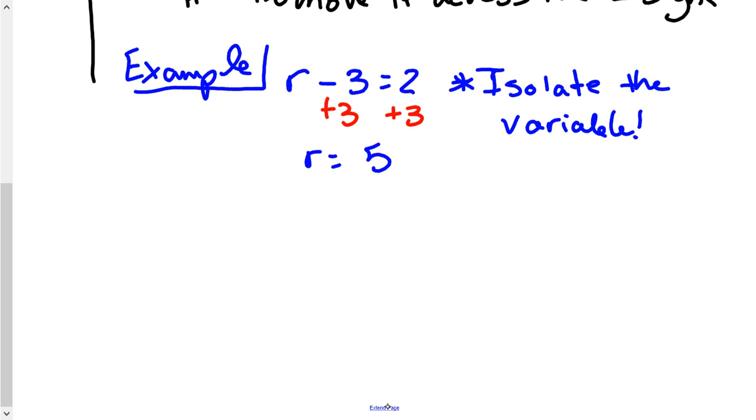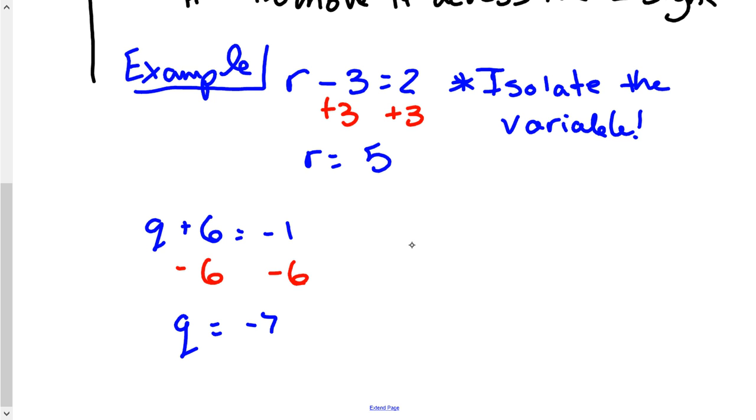Let's do another example. Let's say if we were adding something. So let's do a different variable. Let's pick q plus 6 is equal to -1. Okay, so we got to subtract 6 from both sides. And that leaves us with q is equal to -7. It's the same thing as adding a negative to both sides.